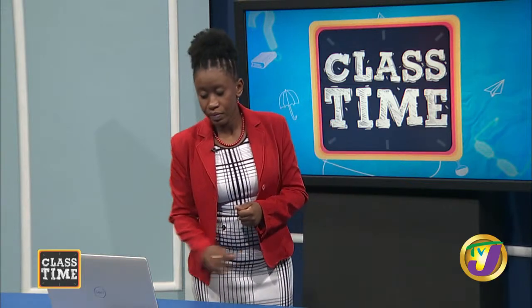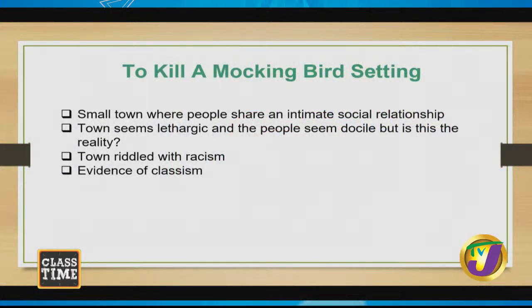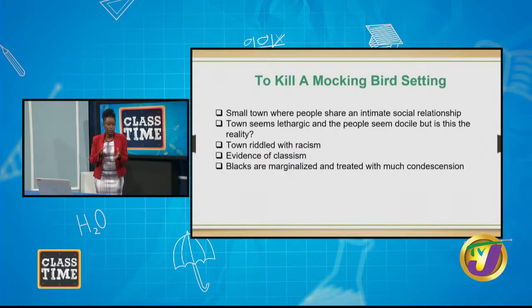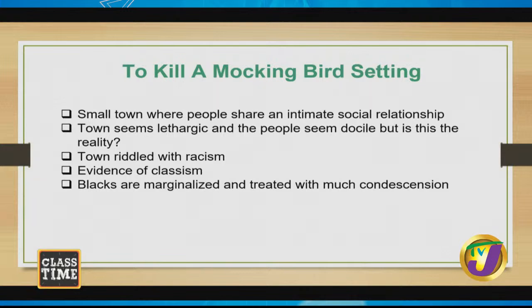All right? We see evidence of classism. And the classism comes about because, remember, the county was going through a period of economic depression, so there were some persons who didn't have it at all. There were some persons who were just managing enough, and then there were those who were in an upper class. So we have the classism coming out there. And we also see where blacks are marginalized and treated with much condescension. So can you see how Harper Lee integrates what was happening in the real Alabama society into the novel? Very good. So that is the setting. That is the background that's going to form our discussion for an analysis of the main character that we'll talk of today.